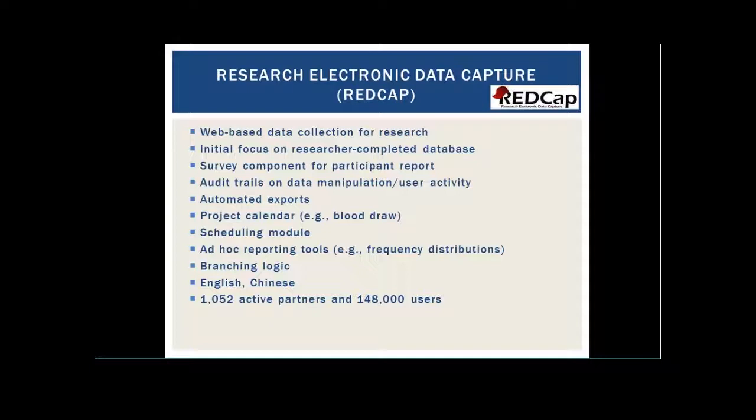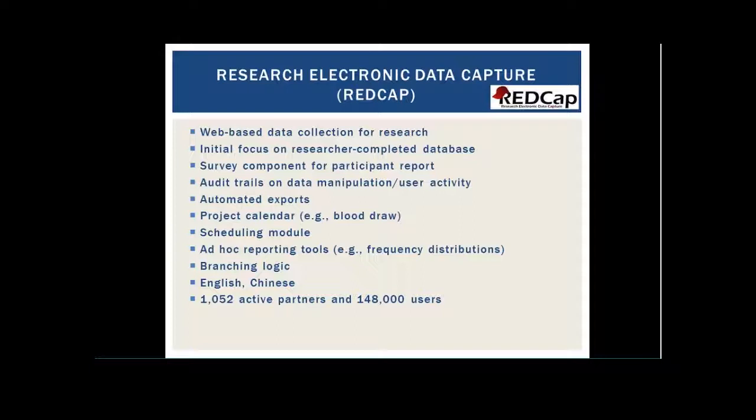So REDCap. REDCap is a web-based data collection tool for research purposes. Initially, it was focused on researcher-completed data. Over time, they've opened that up, and now there is a portal for patient-reported data. There are audit trails if data has been updated, and user activity. They do have data exports. A project calendar is available to let you know if there is action to be taken, for example, if the patient needs to have any blood drawn.